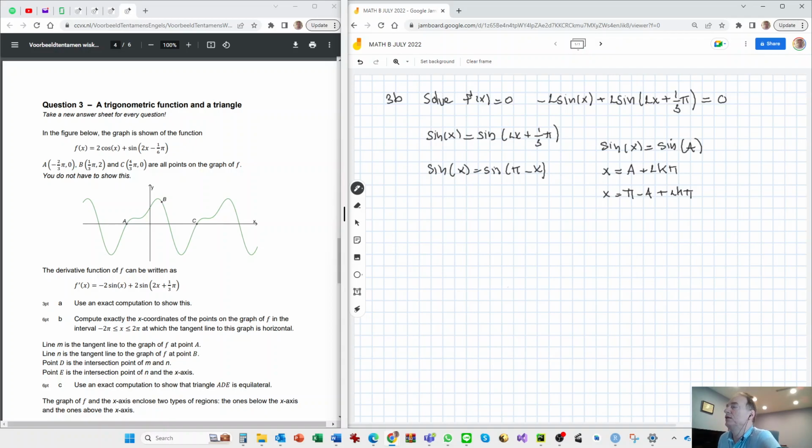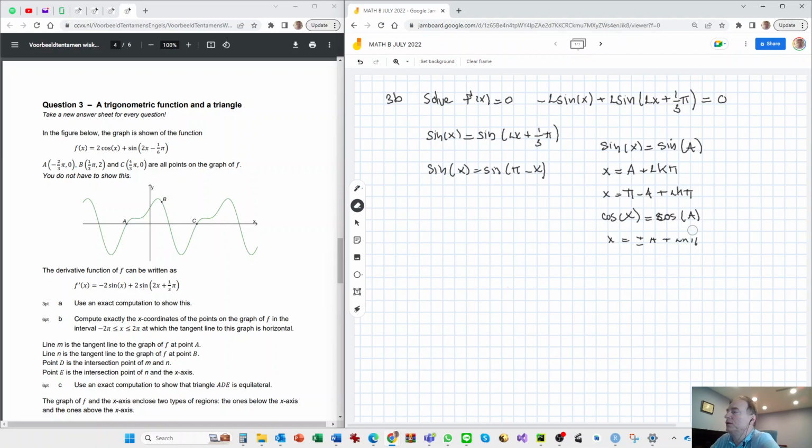And if it's cosines, it's actually a little bit easier. If cosine of x is equal to the cosine of a, then x is just plus or minus a plus 2k pi. I definitely advise remembering this. So let's apply this.